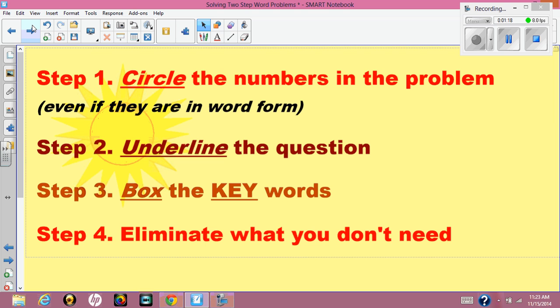Step 2 is to underline the question. We won't know what to do if we don't know what the question is. Step 3 is to box the key words. Step 4 is to eliminate what we don't need. Once we have circled and underlined and boxed the information that we need, we can ignore the rest of the information. Now let's try to do one together.